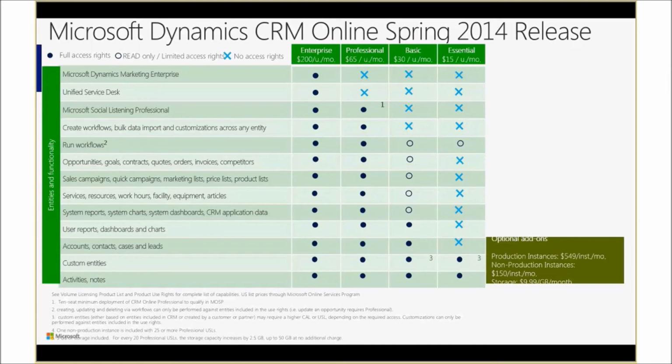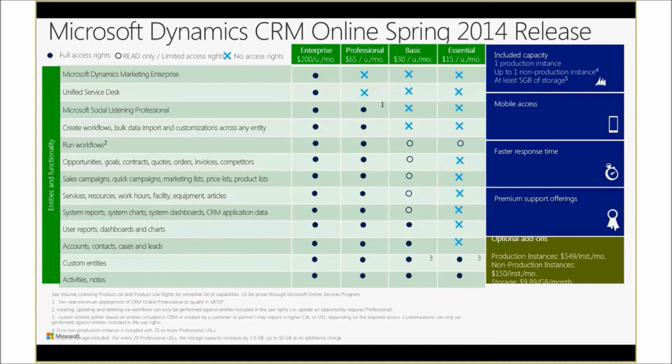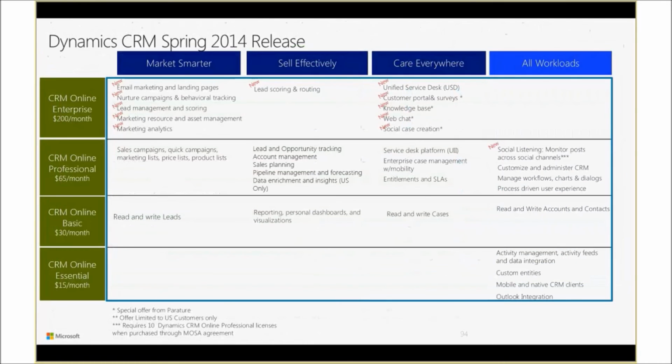Slide here. So again, this is something similar, just a different way it's laid out. Again, email marketing, landing pages, nurture programs, lead management and scorecards, resource and asset management, analytics, service desk portals. That's probably a better summary of what's different in Dynamics Marketing. I think you guys probably know everything from here on down pretty well. But they did add social listening. That's new within the regular base price.